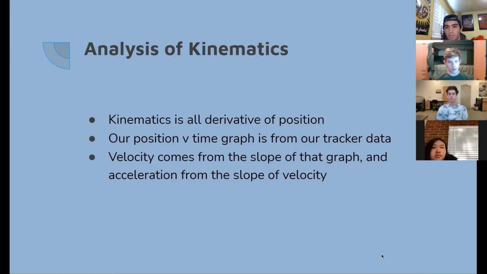When we look at the jump through the kinematics lens, we know that all of our graphs are going to be derivative of the position that we find. Our position versus time graph comes straight from our tracker data. Then we get the velocity from the slope of that graph and the acceleration from the slope of the velocity graph, as you can see here.